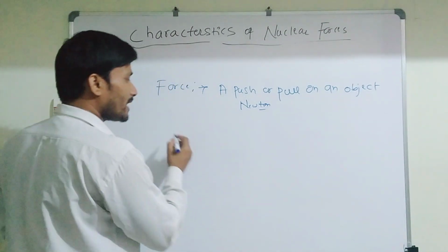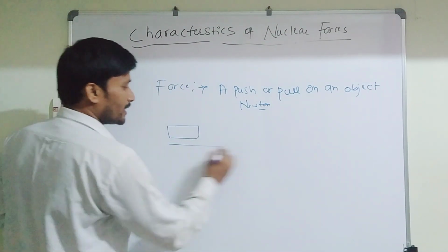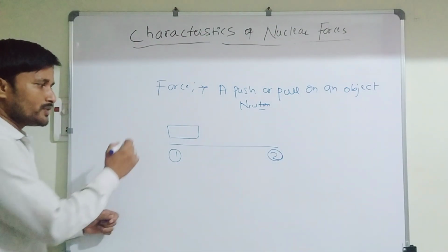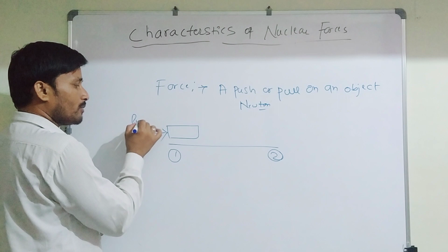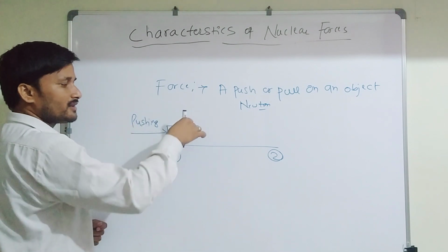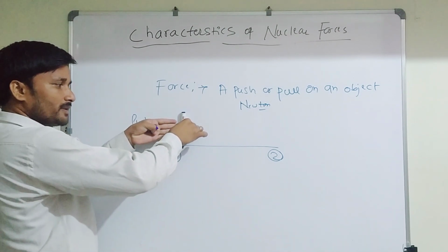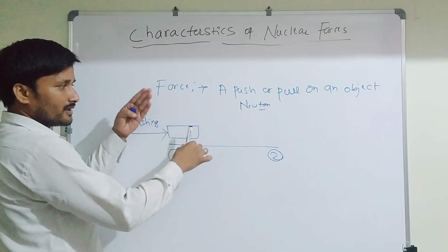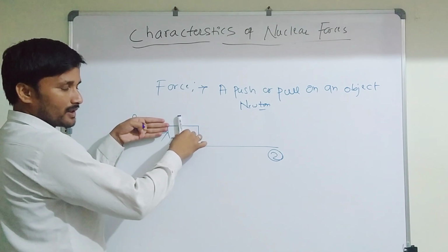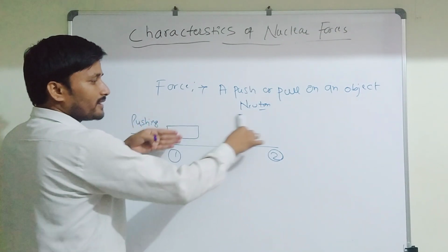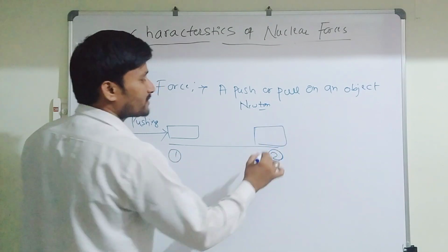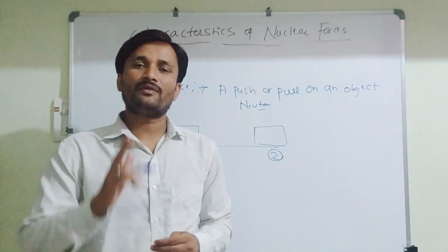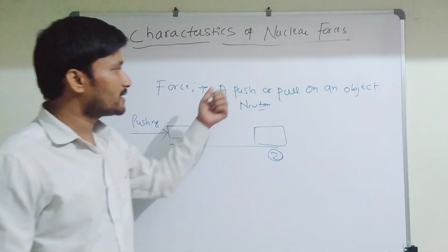For example, see here I have an object. Now I want to move this object from point 1 to point 2. That means I am going to apply force in the form of pushing. When I push this one, you are observing the interaction between the two objects. When I push this one, it will come to this position, point 2. So that's why, if you want to notice force, there should be interaction between the two objects. Clear? So these are the basic things.